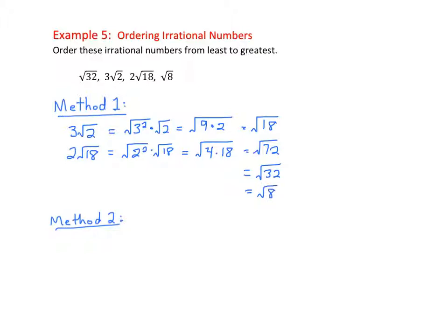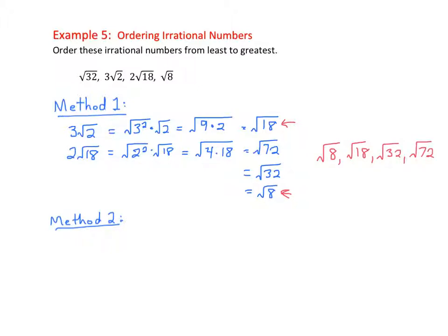Now, because we have all of the same roots, they're all square roots, smaller radicands mean smaller numbers. So the square root of 8 is the first number in our order from least to greatest. Then we have the square root of 18, then the square root of 32, and lastly the square root of 72.